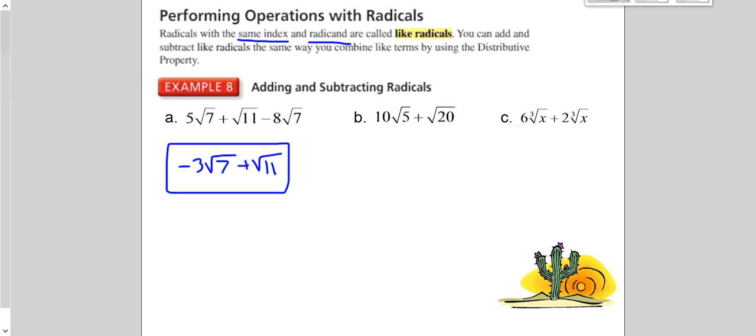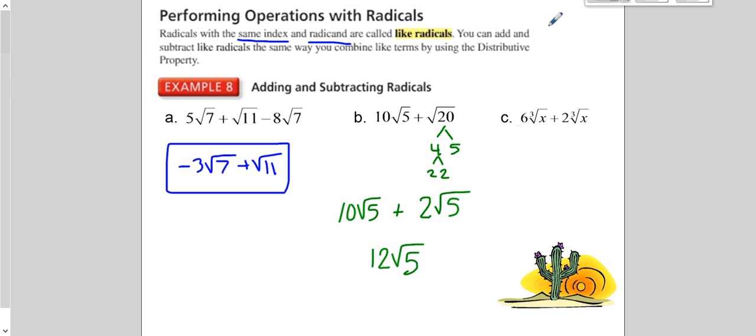Let's look at the next one. 10 rad 5 plus rad 20. Well, these are not looking like terms right now. Rad 5 and a rad 20, the radicands do not match, but 20 is 4 times 5, and 4 is a pair of 2's. So we get a 2 that pops out and a 5 that stays in. Now look at it. 10 rad 5 plus 2 rad 5. Well, 10 of these plus 2 more of these is 12 of these. So 10 rad 5 plus 2 rad 5 is 12 rad 5.